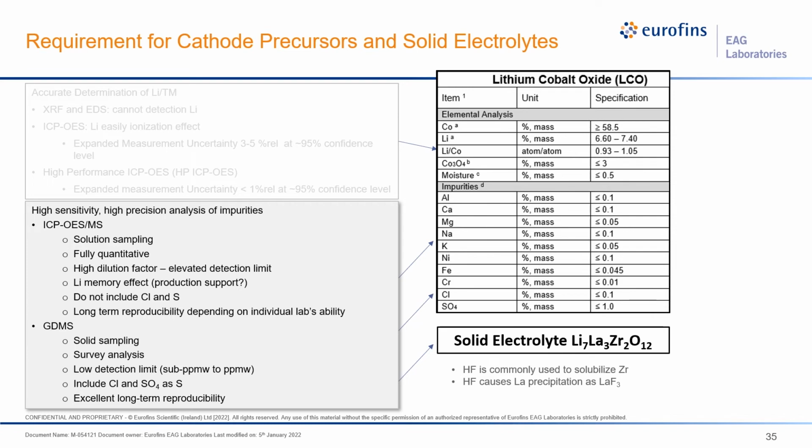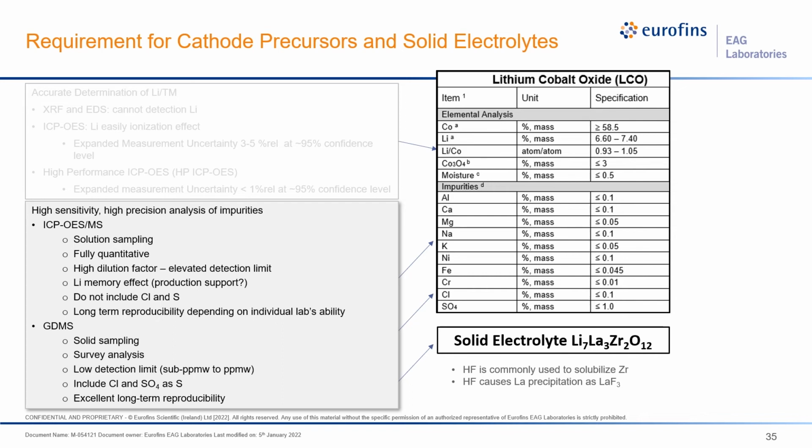In EAG, we do have a lot of digestion tools. We have skillful staff that can efficiently control the contaminations. Certainly it can be done with ICP-MS or OES, but it also can be done with the GDMS technique because of those advantages we talked about. Specifically, it has the ability to include chlorine and sulfur, while in ICP we have to rely on more IC techniques to do that. And it has excellent long-term reproducibility.